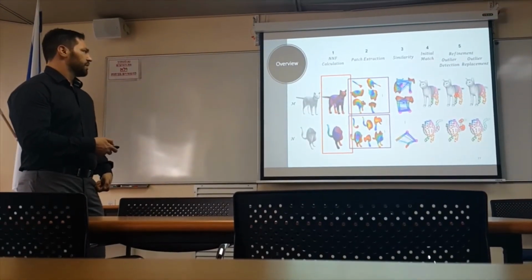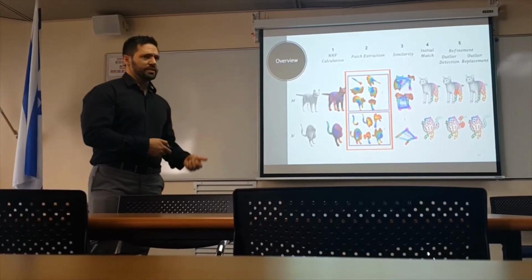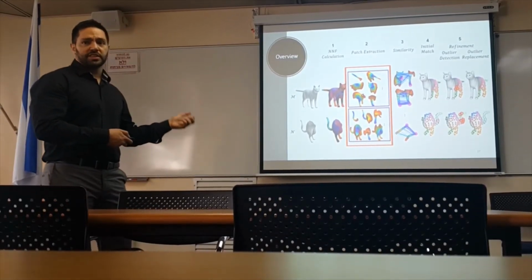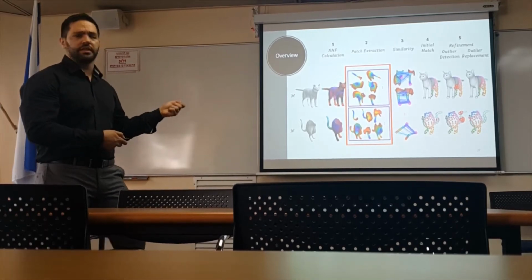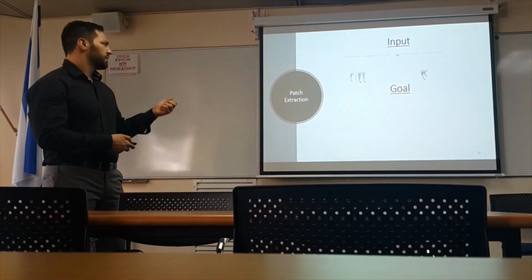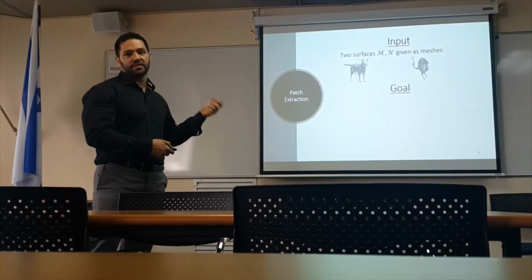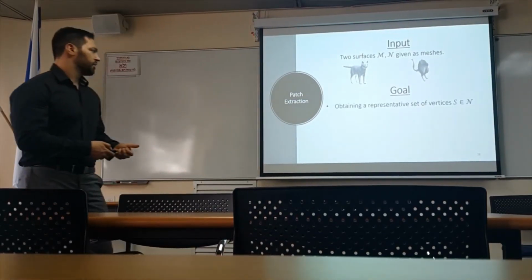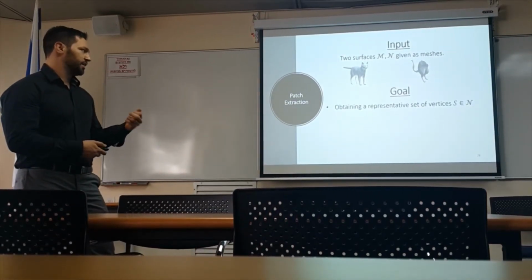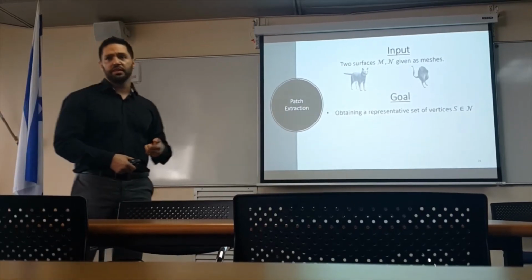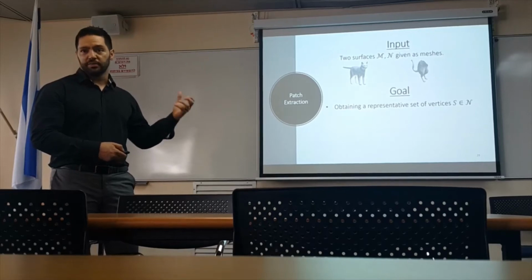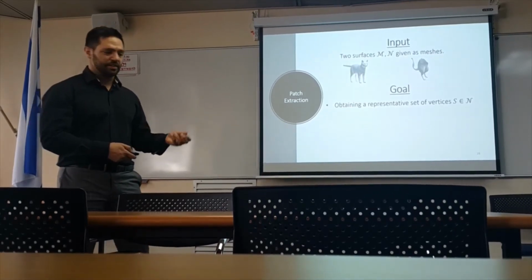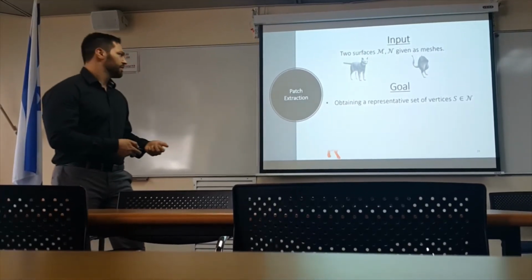Okay. Now we have our nearest neighbor field, and we extract patches. This can be done in parallel because it is not dependent on the former stage. So the input, again, is the two meshes. And the goal is to obtain a representative set of vertices of the part N. We do this to save complexity. The similarity measure is pretty computationally expensive.